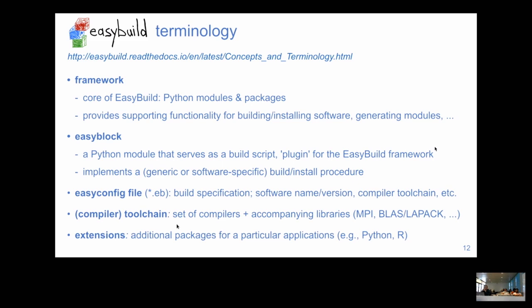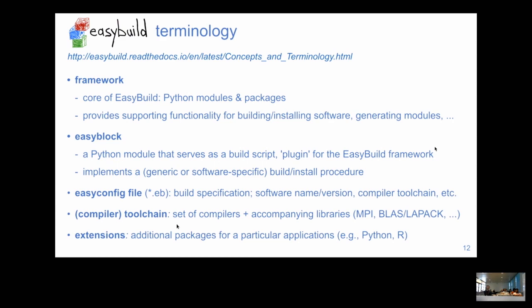Then we have EasyBlocks. Each EasyBlock is a separate Python module, which you can sort of see as a build script. It's kind of like a plugin for the EasyBuild framework, and it defines the build and installation procedure of a specific software package, or a generic procedure, something like configure, make, install, or if you're using CMake, cmake, make, install, and so on.